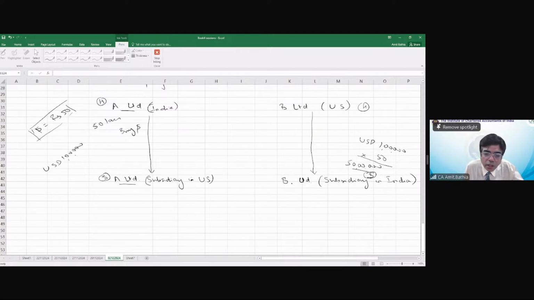Now there can be one easier way out. If A Limited and B Limited, respectively the subsidiaries, can go to the banks in their respective countries, A Limited in US and B Limited in India, and say, we want a loan of $100,000. Here B Limited can say probably I want a 50 lakh loan, and A Limited can say I want a loan of $100,000. And if the banks respectively provide them that loan, then it is great.